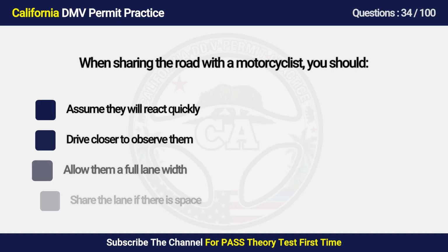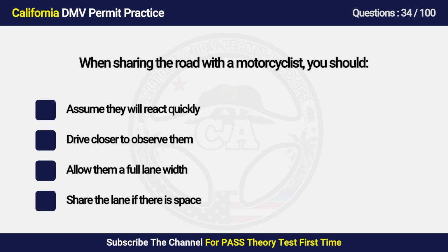Question 34. When sharing the road with a motorcyclist, you should: A. Assume they will react quickly, B. Drive closer to observe them, C. Allow them a full lane width, D. Share the lane if there is space.